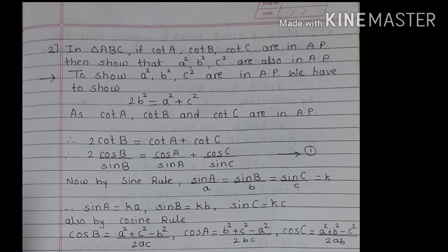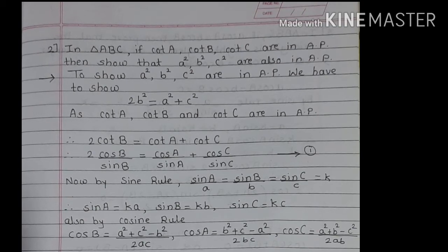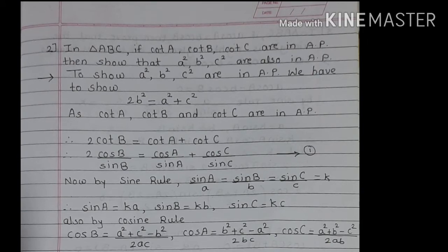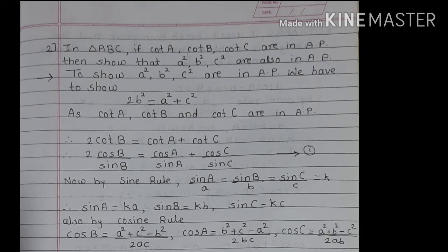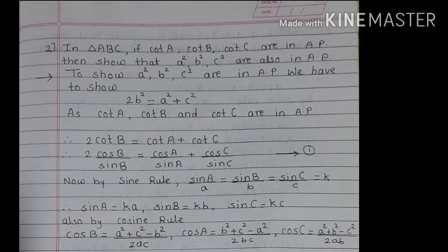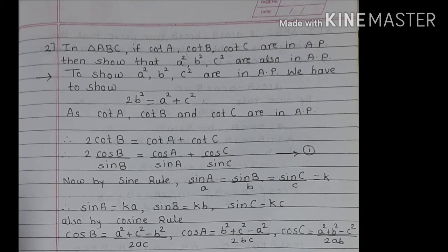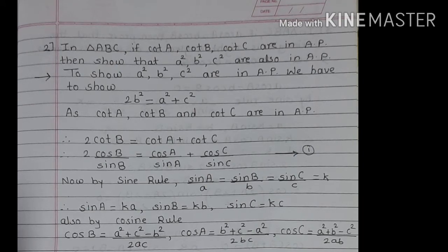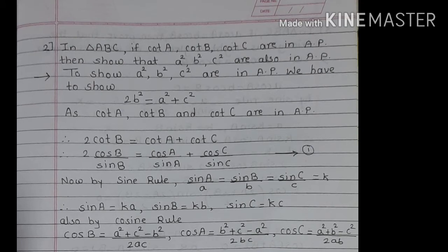As we have given cot A, cot B and cot C are in AP, we have 2 cot B is equal to cot A plus cot C. We are going to convert cot into cos upon sine. Therefore, it becomes 2 cos B upon sine B is equal to cos A upon sine A plus cos C upon sine C. Call this equation 1.